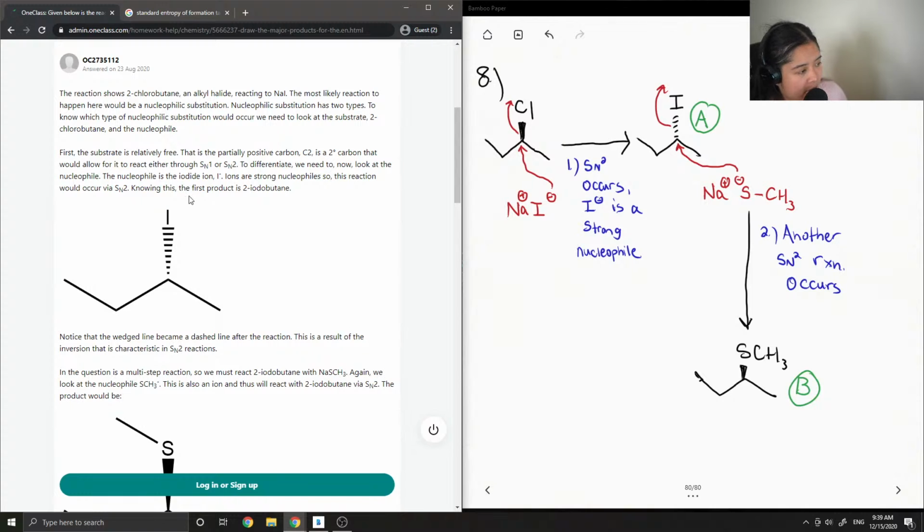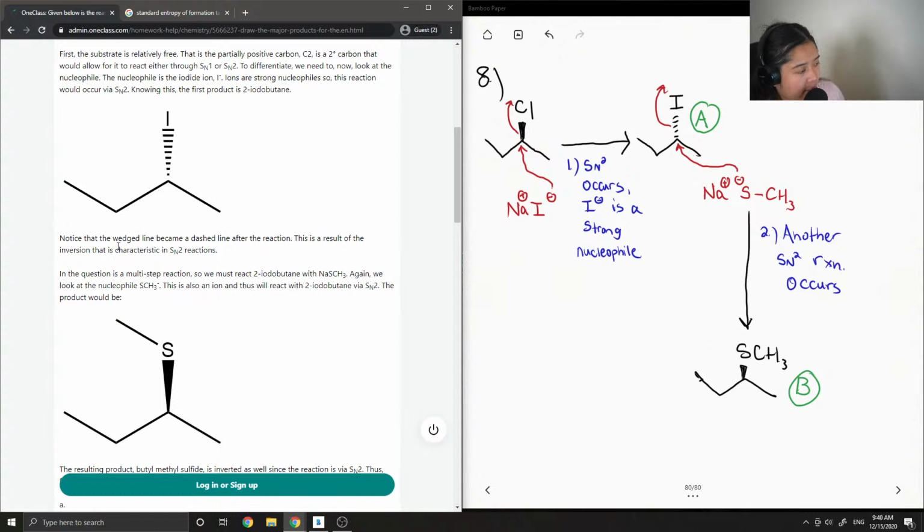SN1 or SN2. To differentiate, we need to now look at the nucleophile. The nucleophile is the iodide ion, I-. Ions are strong nucleophiles, so this reaction would occur via SN2. Knowing this, the first product is 2-iodobutane.